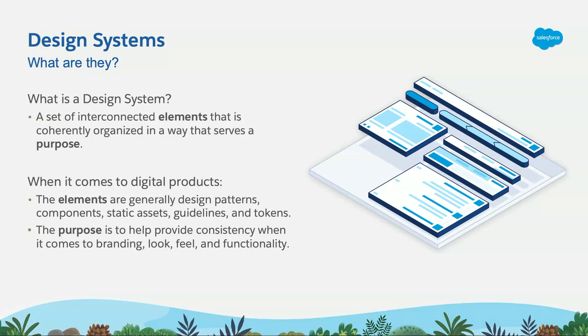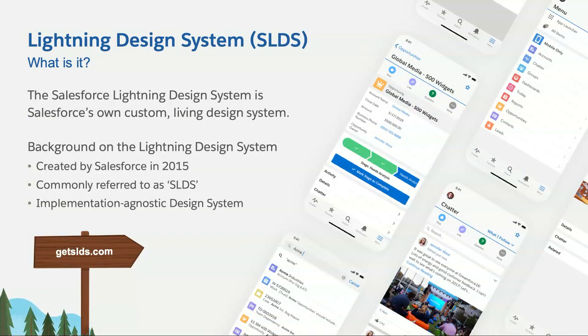Well, since we now have a good understanding of what a design system is, the following definition will make more sense. The Salesforce Lightning Design System, commonly referred to as SLDS, is Salesforce's very own custom living design system. SLDS keeps our user experience cohesive, familiar, and accessible across the Lightning platform. There's a unique characteristic of SLDS that makes it different from other design systems, and it's its implementation agnostic approach. So that's just a really fancy way of saying that SLDS doesn't care about the technology you're using. If you live in React, that's fine. If you live in Angular, that's fine as well. This website, getSLDS.com, will provide you a lot of good examples and documentation regarding the design system.